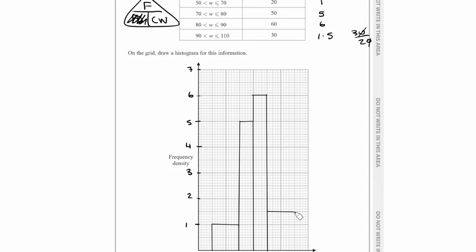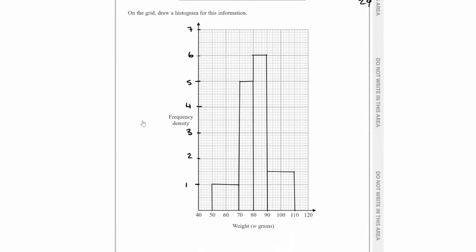So make sure you have labelled your y-axis, your frequency density axis. There we go. Okay, 3 marks, but you do have to work out frequency density first by using that formula triangle and dividing. So that's quite an easy one if you can just memorise to do that.